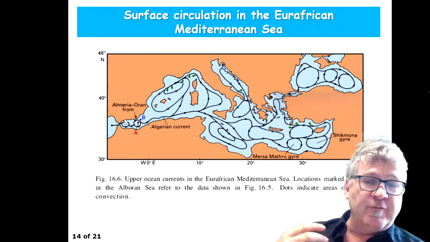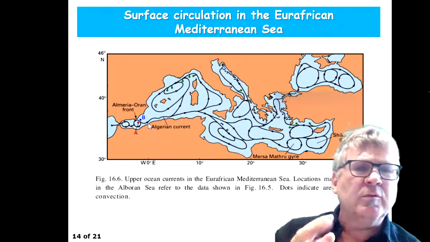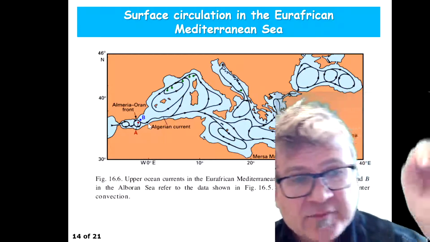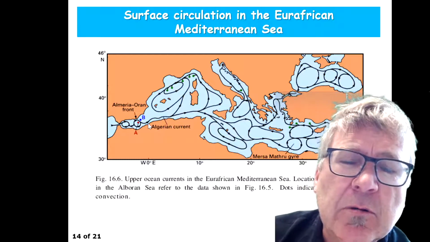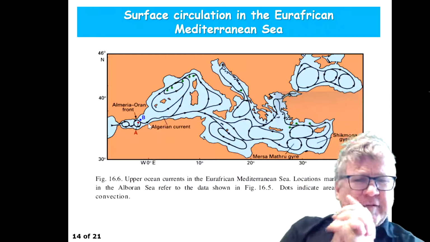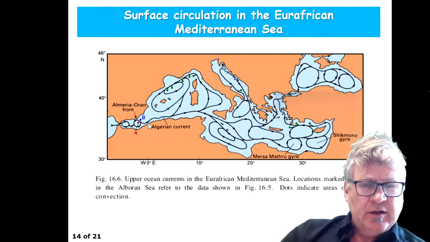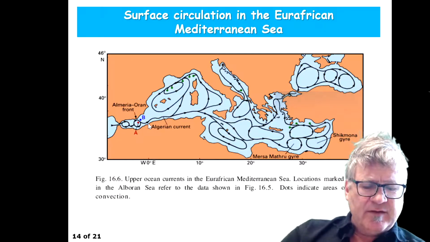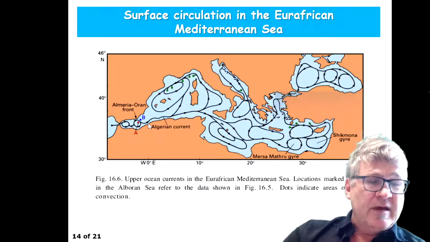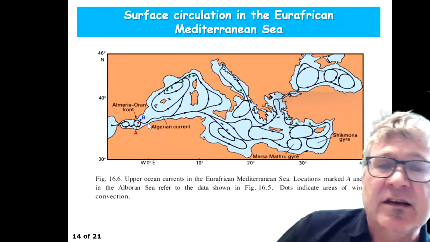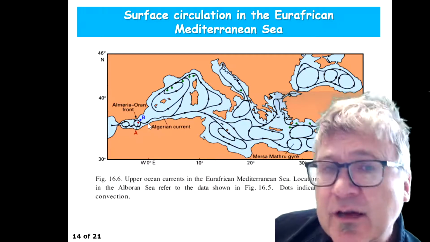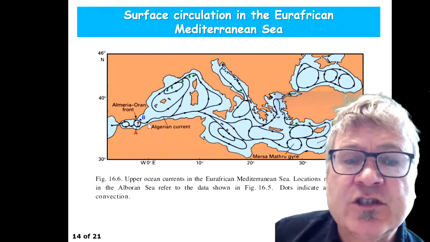The Almeria-Oran front. What is a front? Your neighbor comes knocking: hey, what is a front? Well, I think I remember that a front is a region which separates water masses of different properties. So you have warm water on one side and cold water on the other side of a front. The front is the transition zone.